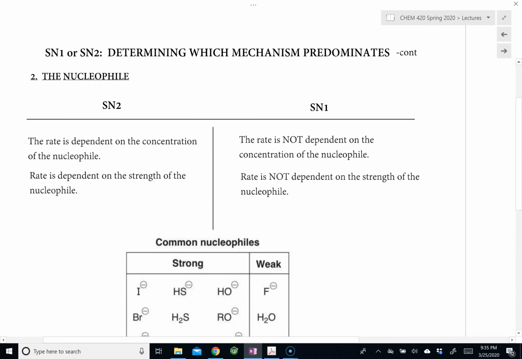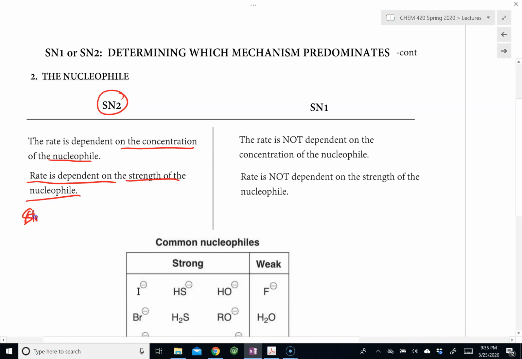Let's now focus on the second factor, the nucleophile, and how that would affect SN1 and SN2 mechanism. So in the SN2 mechanism, the rate is dependent on the concentration of the nucleophile, and therefore the rate is dependent on the strength of the nucleophile. What kind of nucleophile we have does matter, and a strong nucleophile would then favor SN2 mechanism.